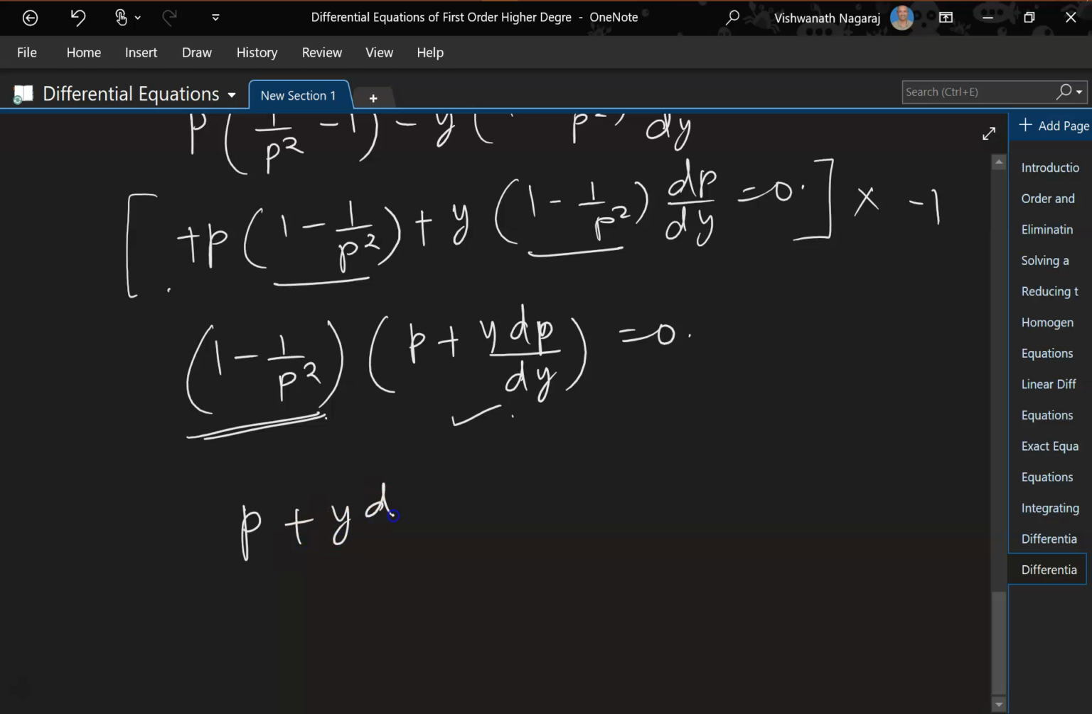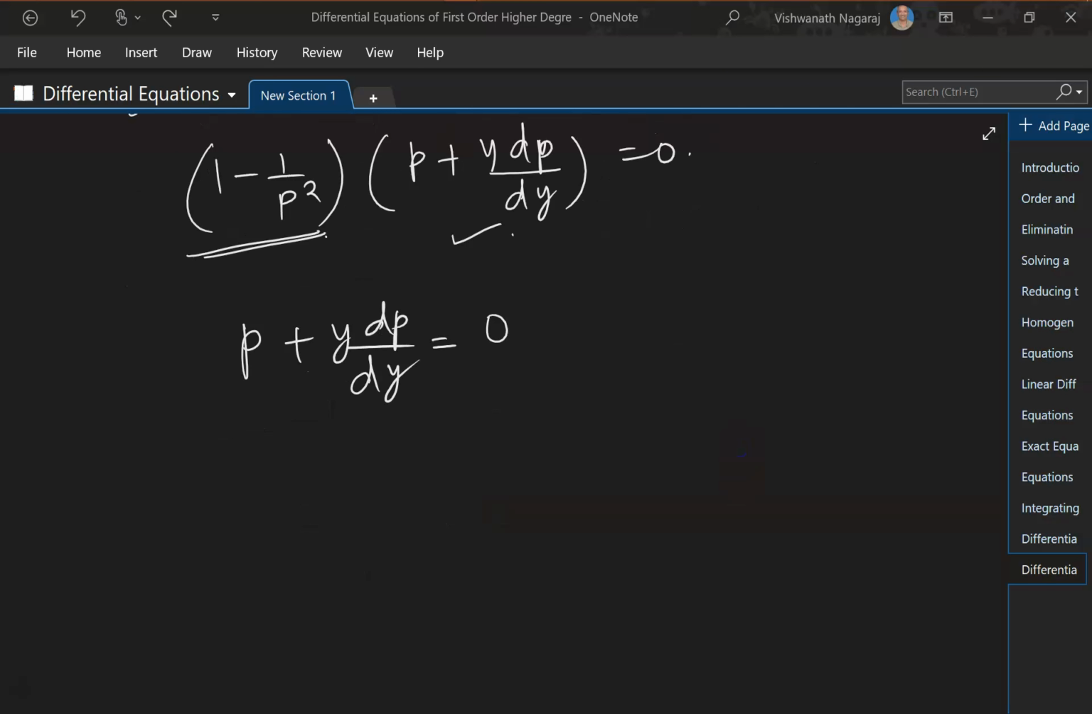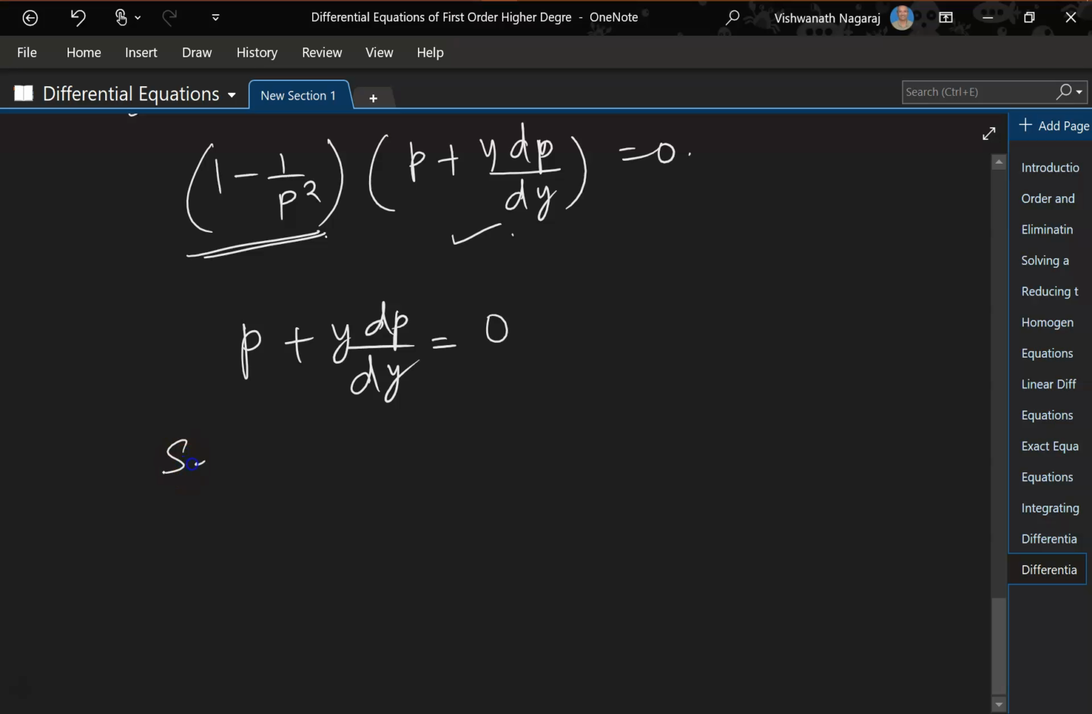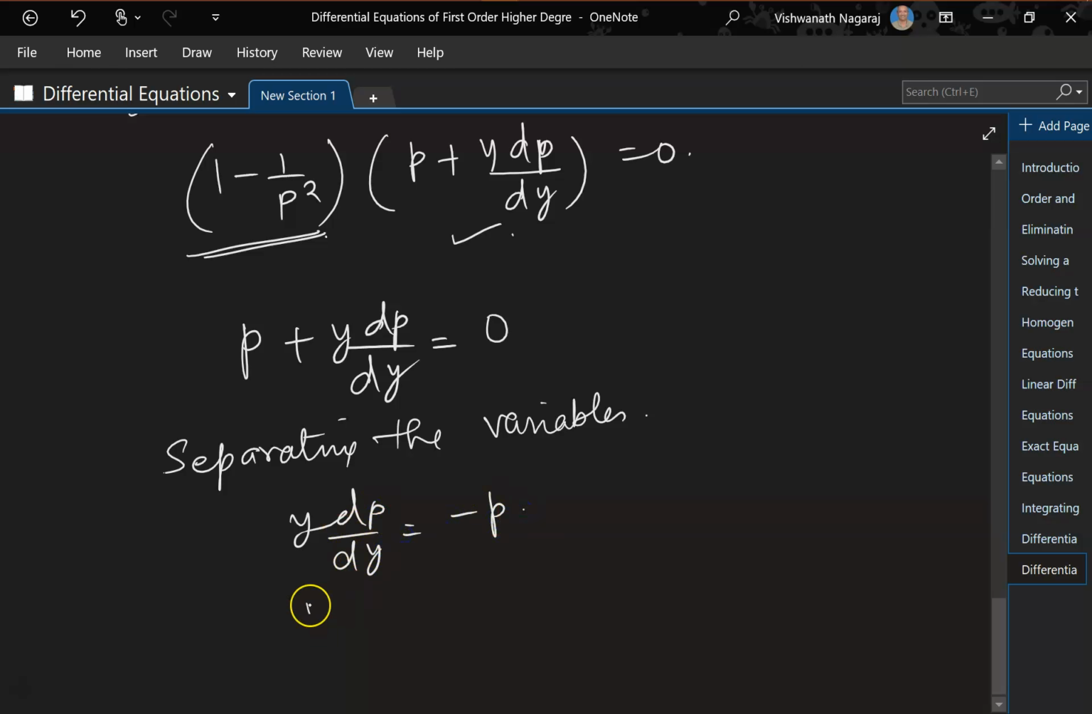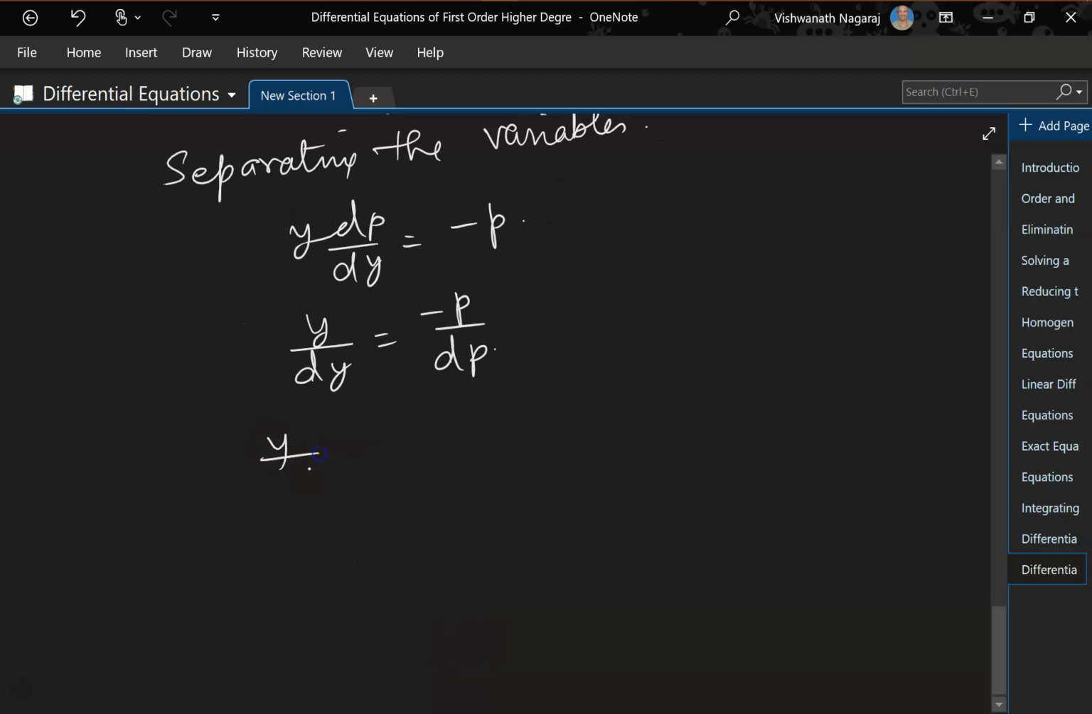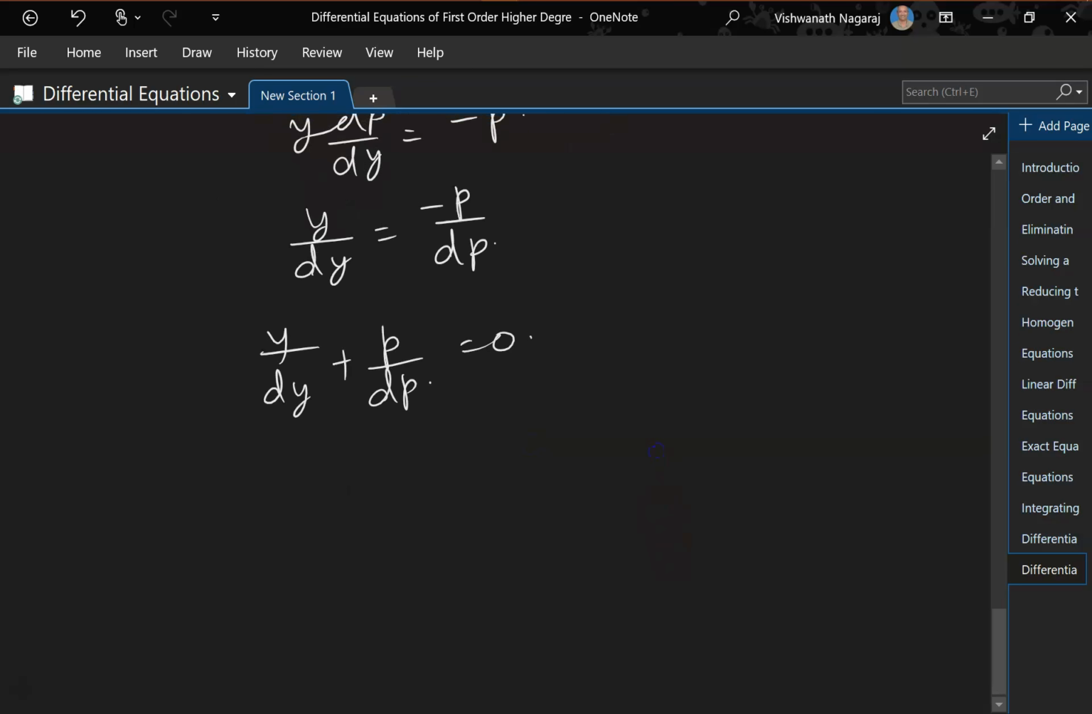Now, since the first factor doesn't have dp by dy, we will ignore that and let's take this. So p plus y dp by dy is equal to 0. Now we have to solve this. This is a first degree, first order equation, so we can solve it by separating the variables. So y dp by dy is equal to minus p, so dy by y is equal to minus dp by p, and we can bring it to this side itself. So dy by y plus dp by p is equal to 0.